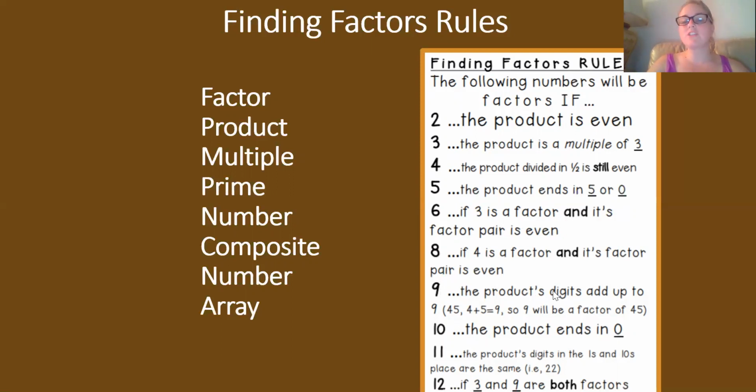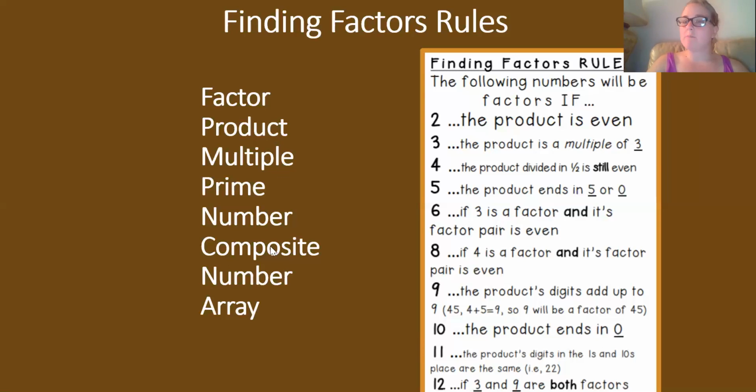If the product's digits add up to 9, so for example, 45, 4 plus 5 equals 9, so 9 will be a factor of 45. 10 would be a factor if the product ends in 0. If the product's digits in the 1s and 10s place are the same, then 11 would be a factor. And then 12, if 3 and 4 are both factors, then 12 would be a factor.